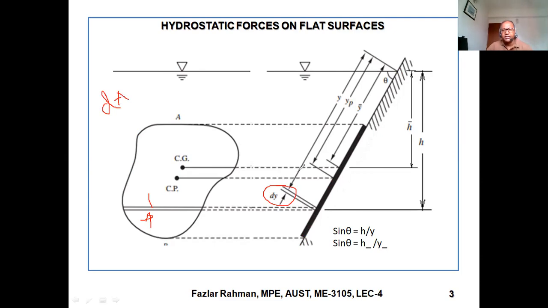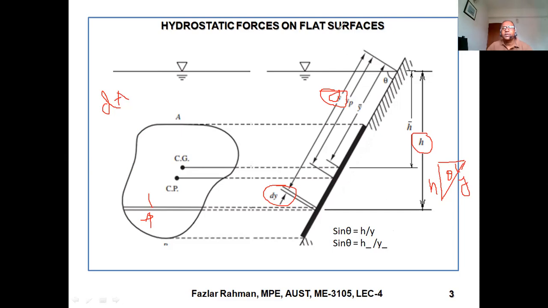An inclined surface from the top surface, inclined distance is y. So this is the y. So vertical depth is h, and there is a relationship because of this angle theta, right? If I make a triangle, this is my inclined distance y, and vertical distance is h. This is theta. Then we will get sine theta equal to h by y.